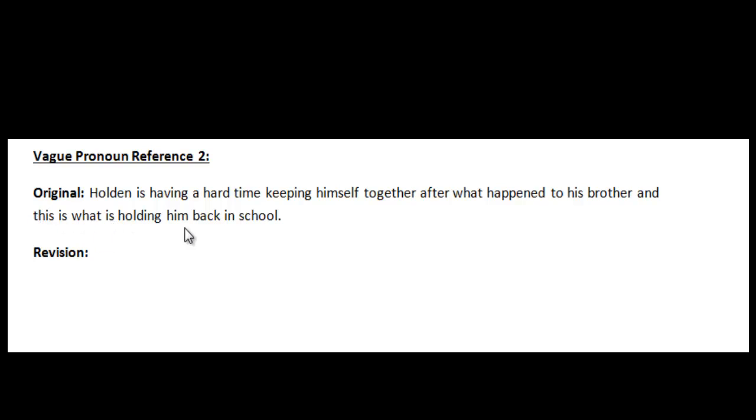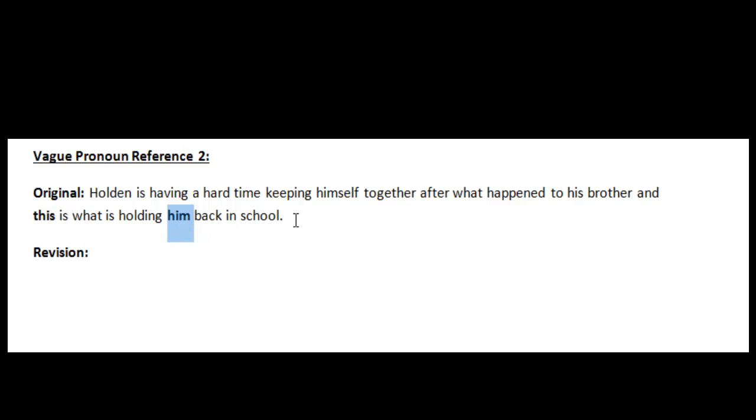Well, I immediately spot two vague pronoun references in this area of the sentence. The first is the word this, and I'm really not sure what this is referring to. I'm going to have to inspect the sentence a little more closely, but right now it's not linked to a clear antecedent. The last noun that's mentioned is brother, and I don't think his brother is holding him back in school. And then the second is this pronoun him. I'm not sure who the him is referring to. Could be referring to the brother, but it could also be referring to Holden.